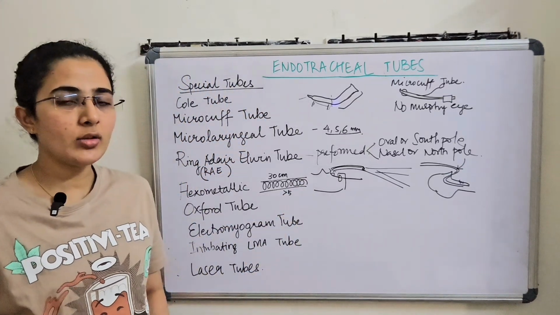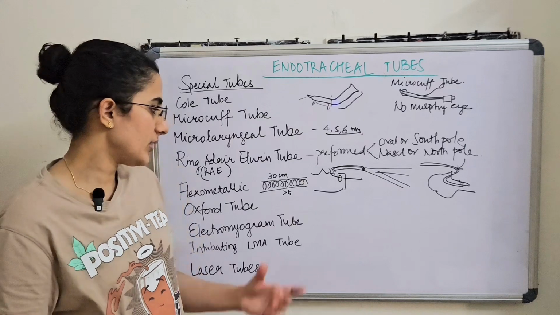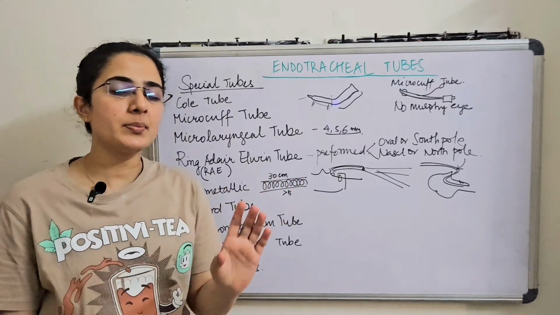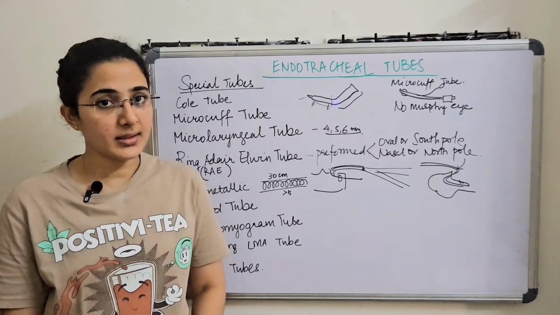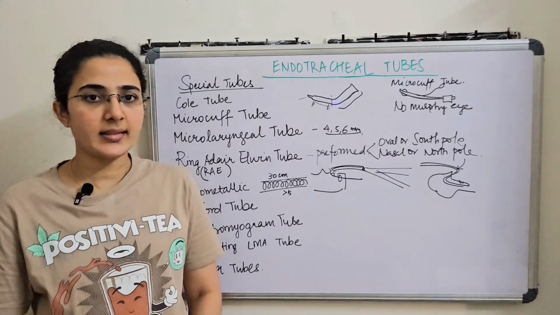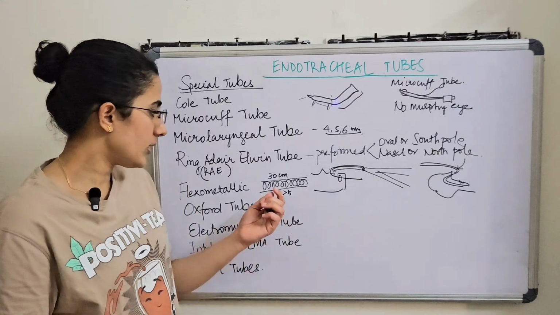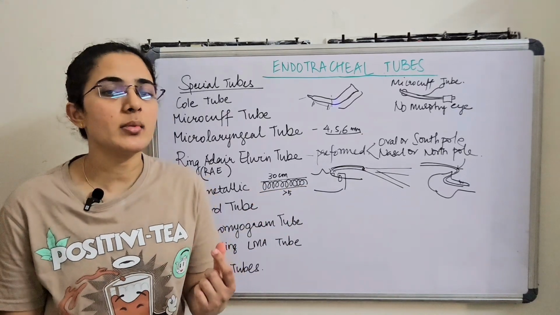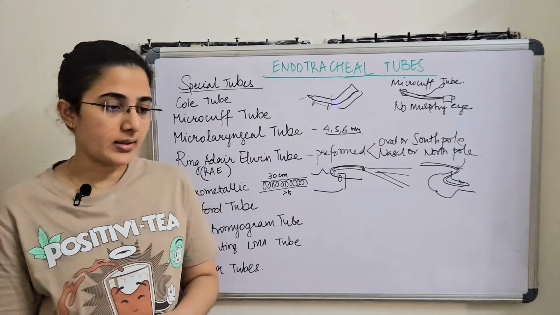The metal spring basically helps to keep the tube away from the surgical field. So these are very commonly used in head and neck surgeries. Also, because of the presence of this spring, the flexometallic tubes cannot be cut.